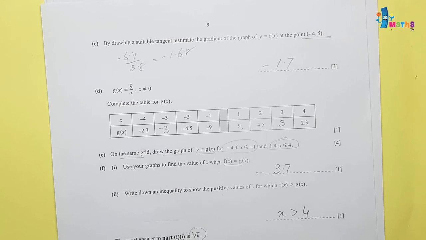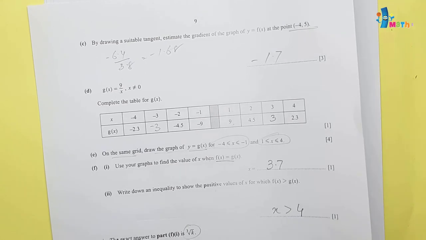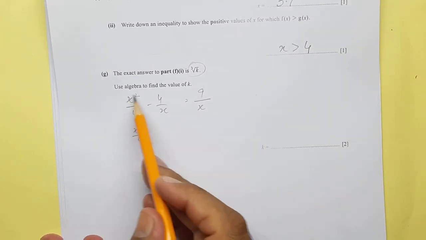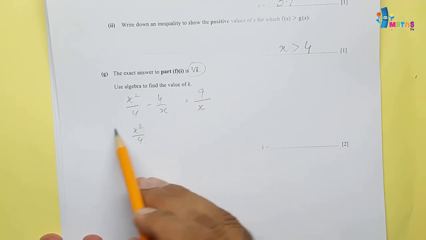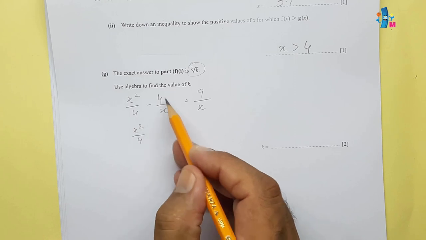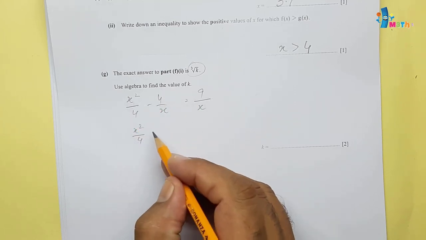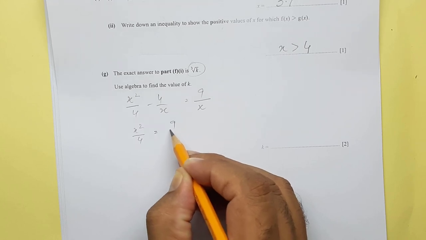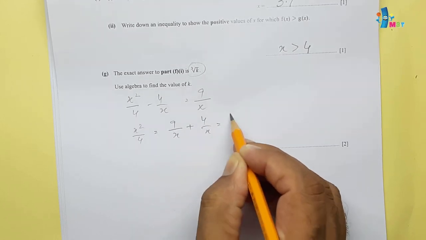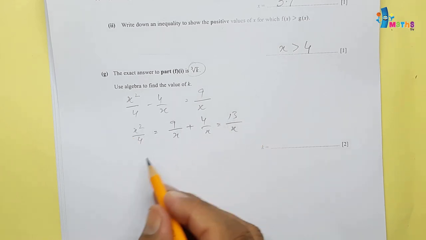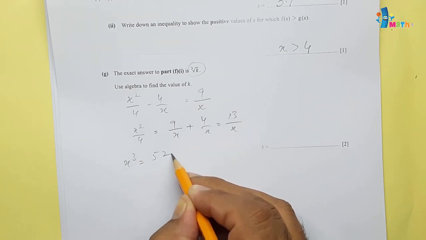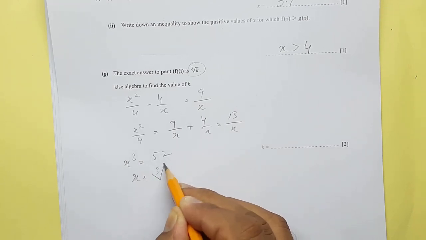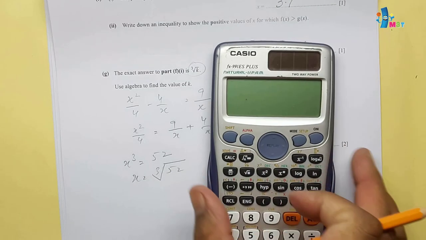So what we will do, we can shift this 4 over x to this side, so it will be x squared over 4. Basically I'll have to move the page, sorry, I forgot this one. This is the f of x equal to g of x we have written, and algebraically we will be solving, moving this to the other side. So x squared over 4 is equal to 9 over x plus 4 over x, which is 13 over x. Now we can cross multiply. This will be x cubed is equal to 13 into 4, which is 52. So x will be equal to the cube root of 52, and cube root of 52 is what?